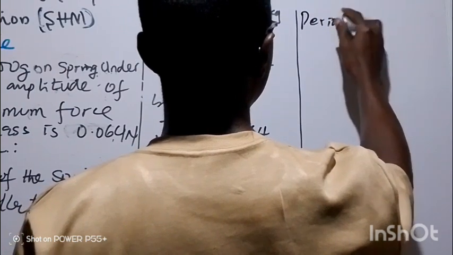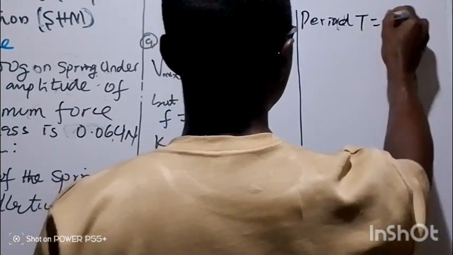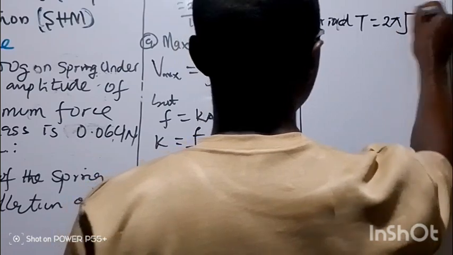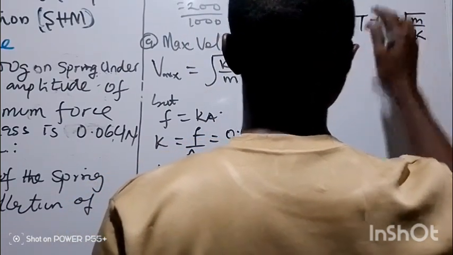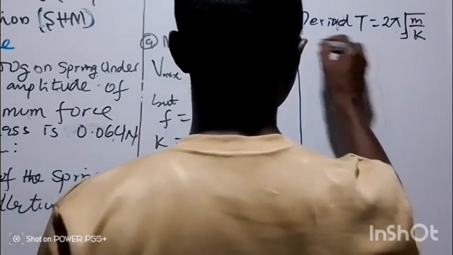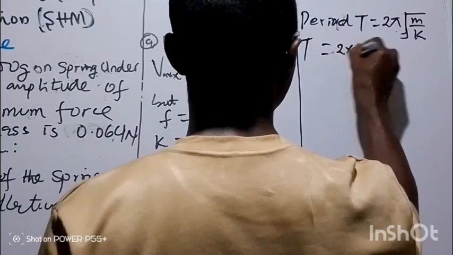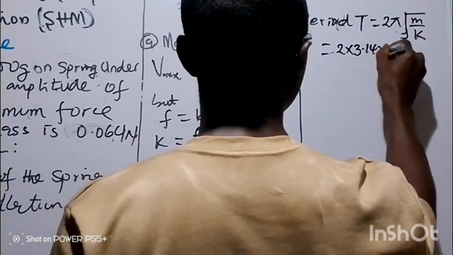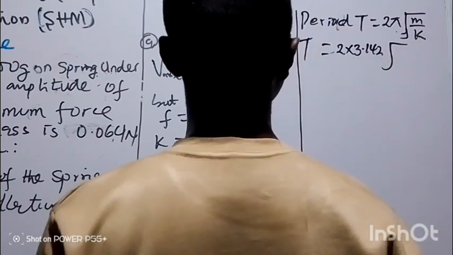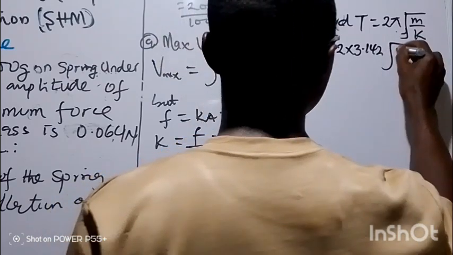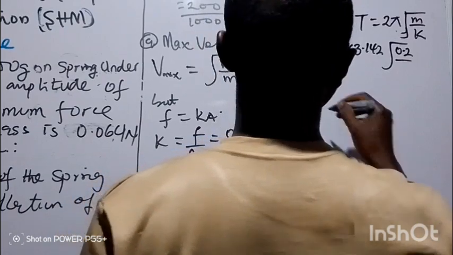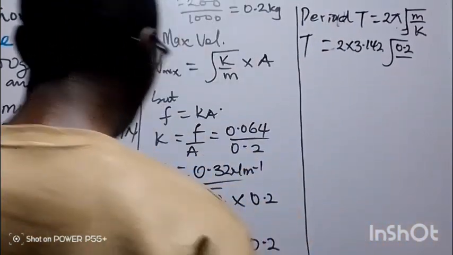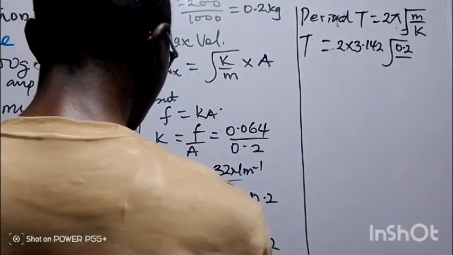The big question is period. Period T is 2 pi into square root of m over k. So this will give us T equal to 2 multiplied by 3.142, square root of m, which is 0.2, then k, the value of k we got, is 0.32.